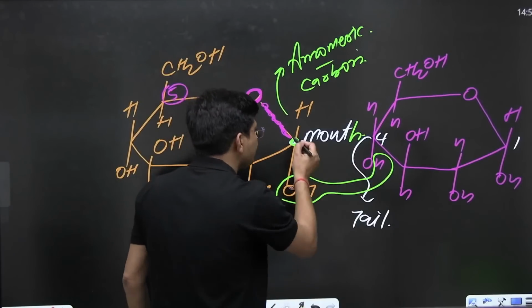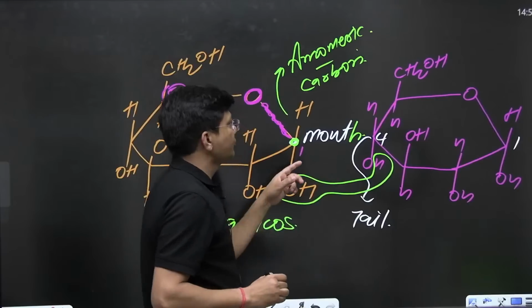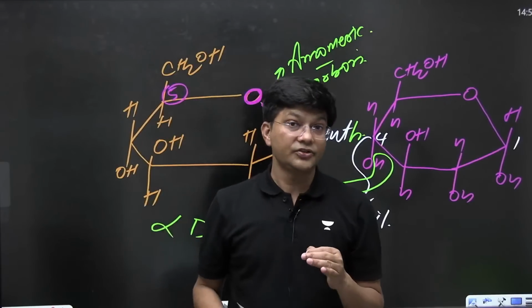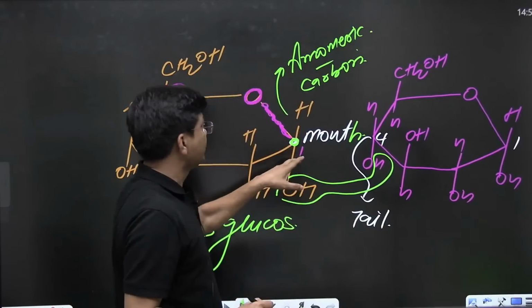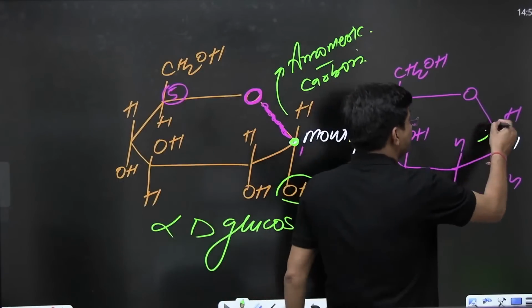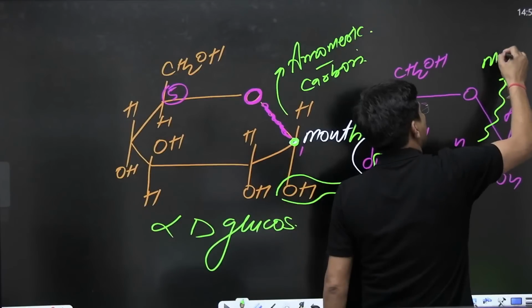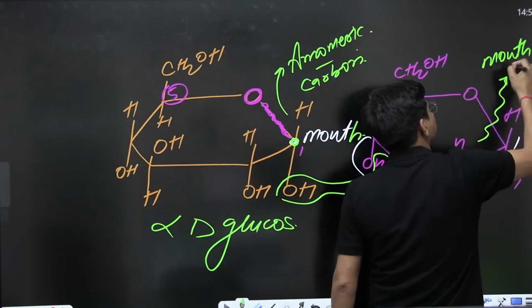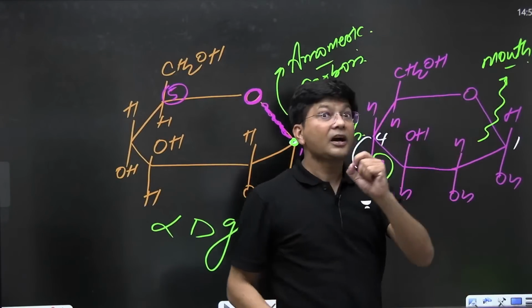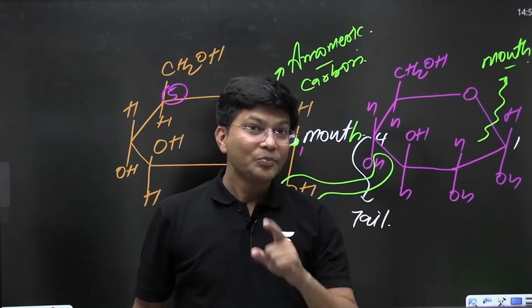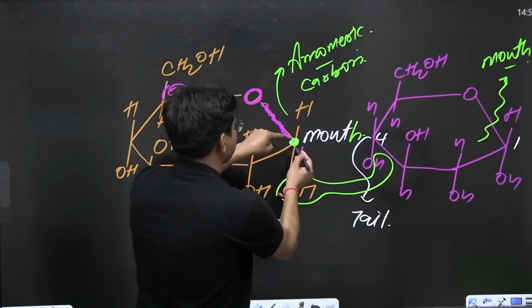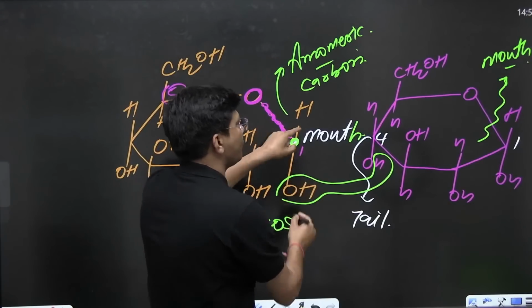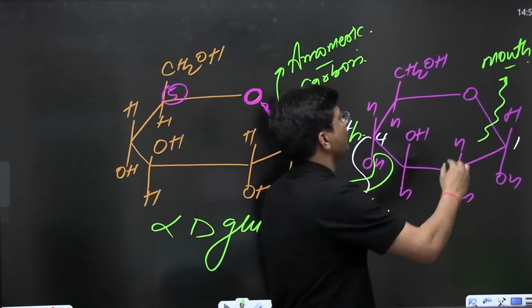That means this oxygen will be there, and this is known as glycosidic linkage. Are you getting my point? This is known as glycosidic linkage. But do remember, its mouth is free. It is not involved in the bond formation. This mouth is free, that means here the carbonyl group is free. This carbonyl group is involved in the bond formation, but here the carbonyl group is free.